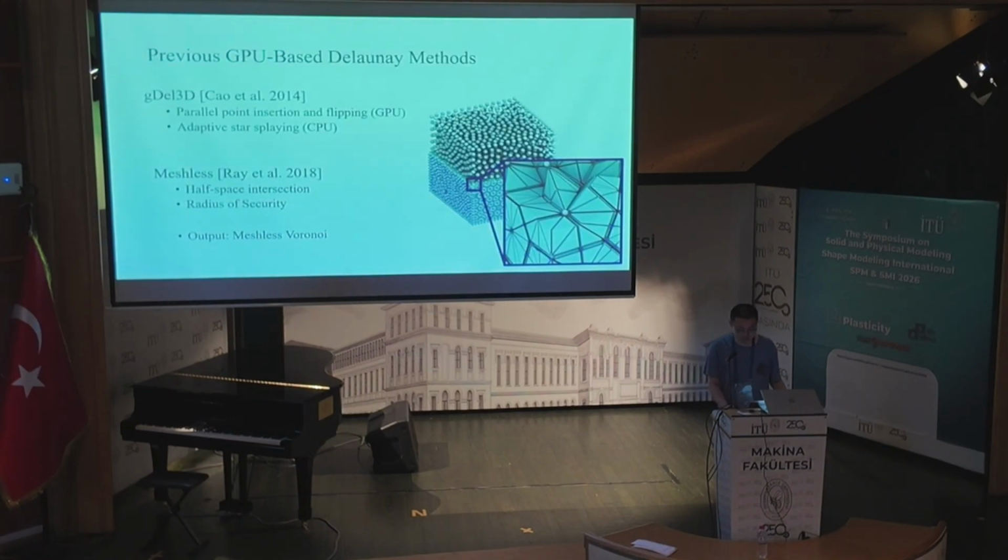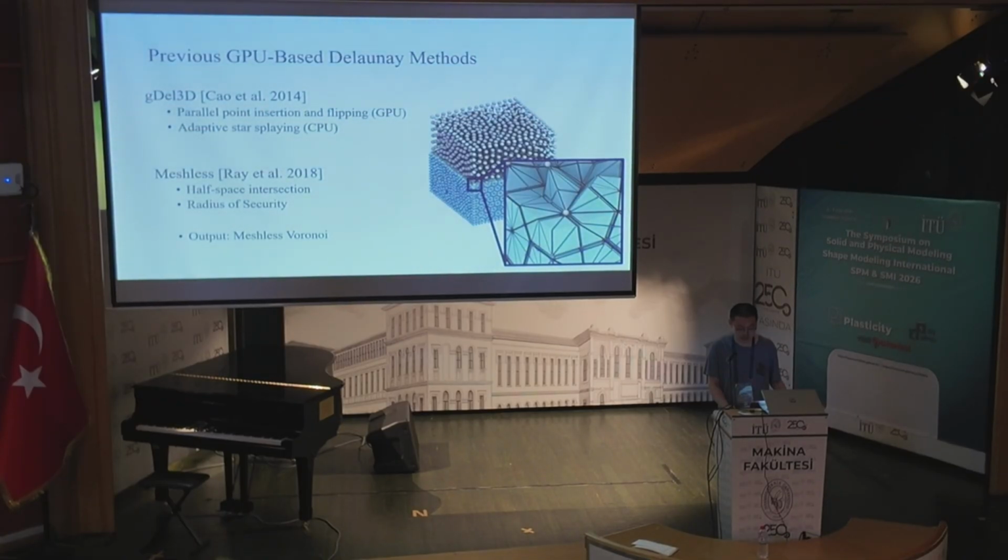For 3D Delaunay triangulation on the GPU, Cao proposed an early method based on batch insertion and parallel bilateral flipping. However, their method first built a near-Delaunay triangulation on the GPU and then transferred it back to the CPU for final repair using adaptive star splaying. Therefore, it is not a fully GPU parallel implementation.